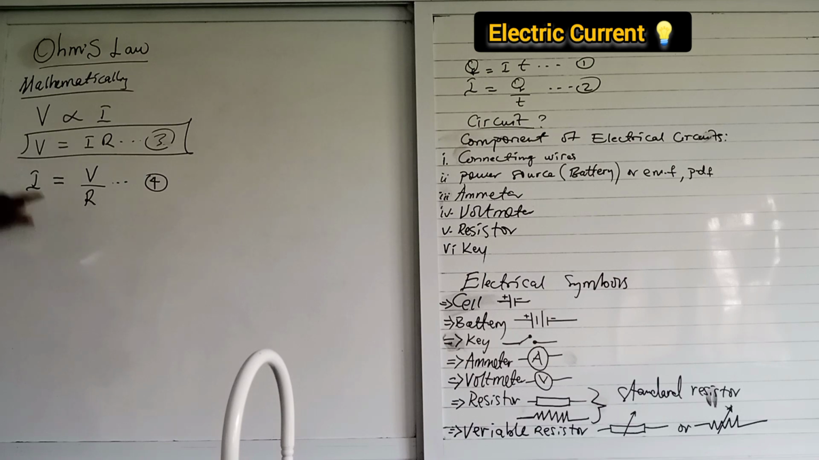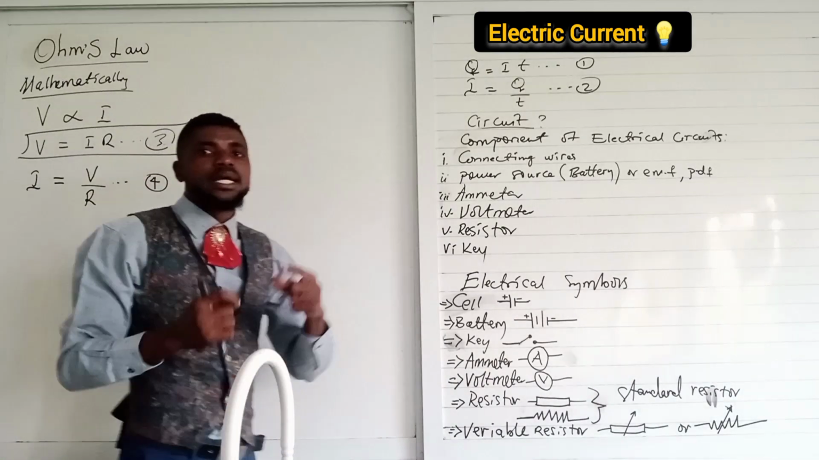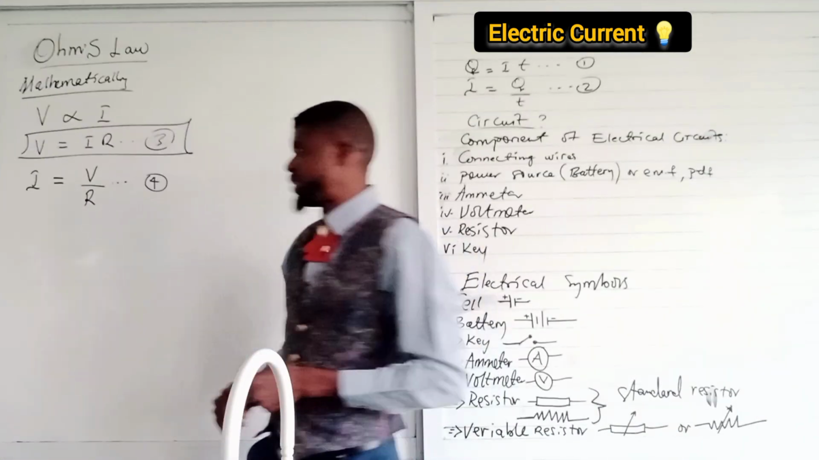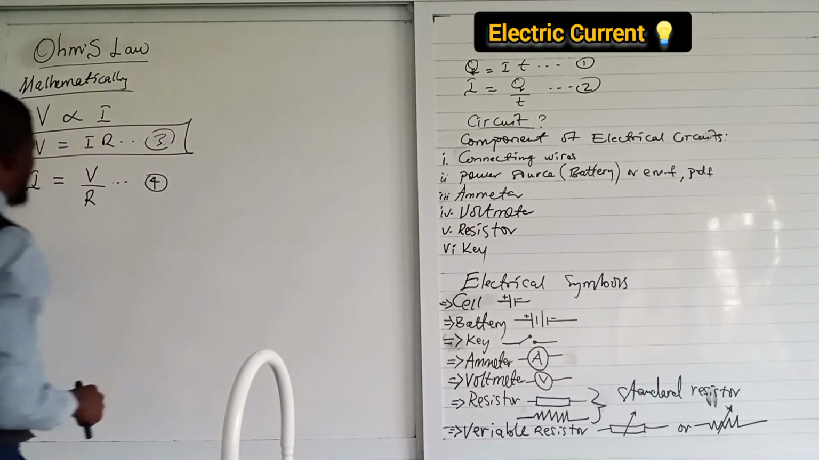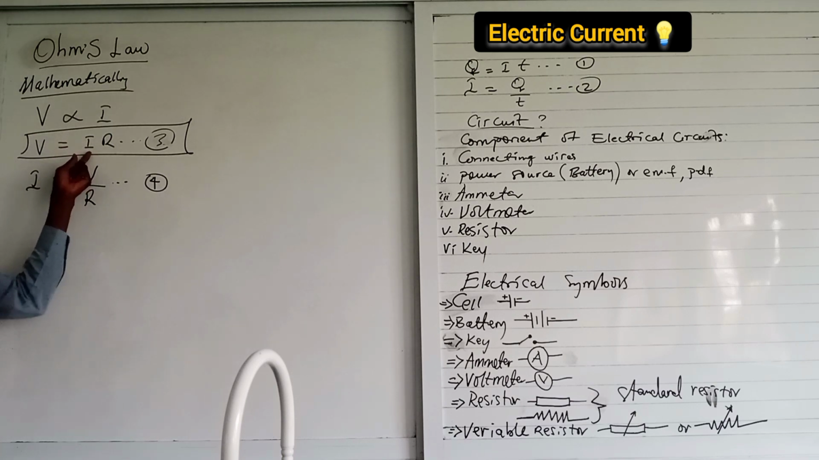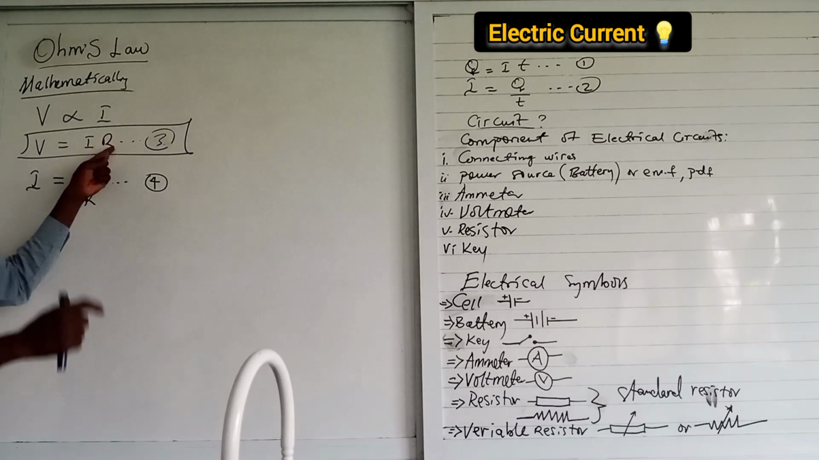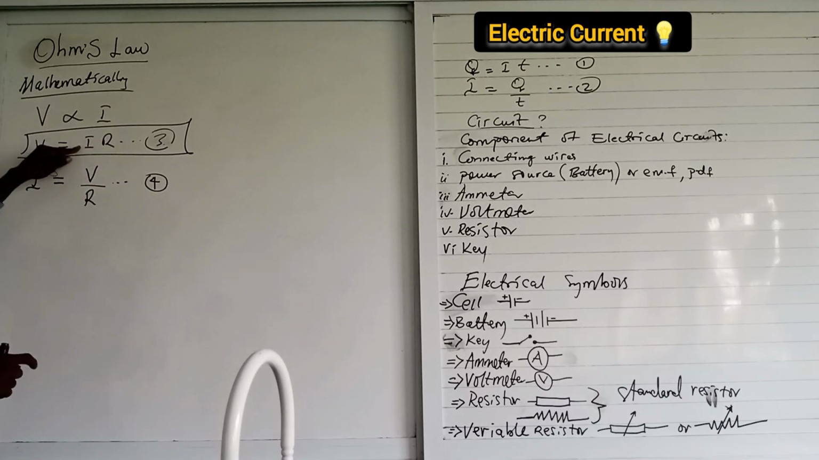What is the meaning of this equation? Equation number 3 talks about what we call direct proportion in mathematics. It explains that when you increase the EMF or the voltage in the circuit and you keep your resistance constant, the current in the circuit will increase definitely. And when you decrease the value of the voltage, keeping your resistance constant, the current will also decrease.